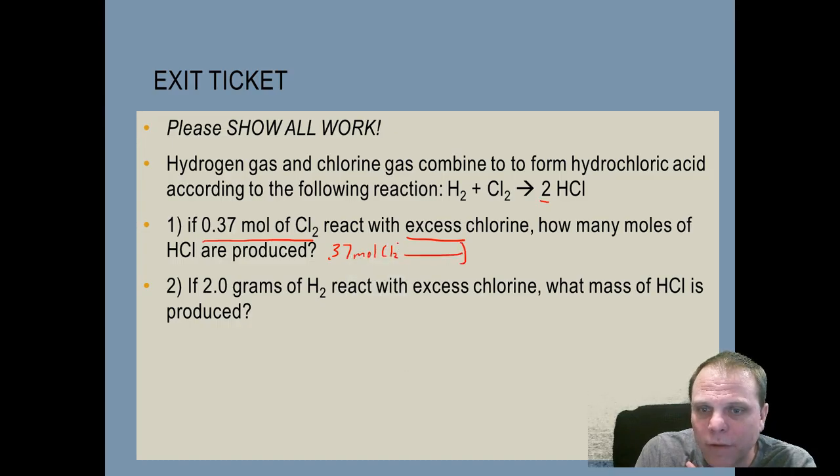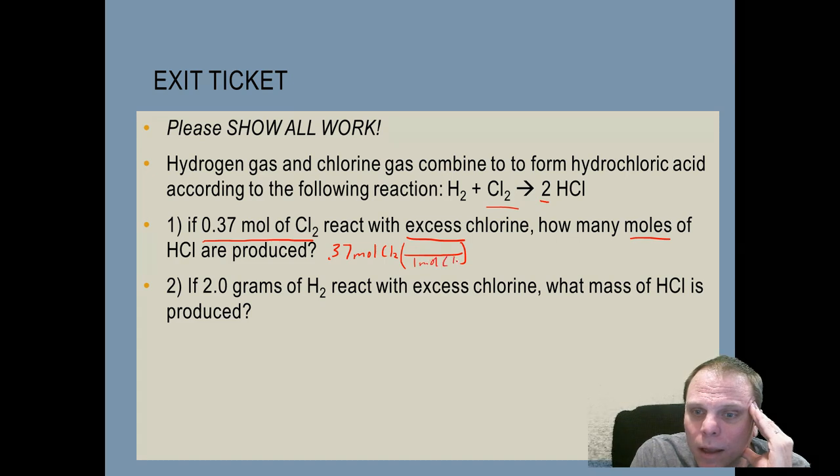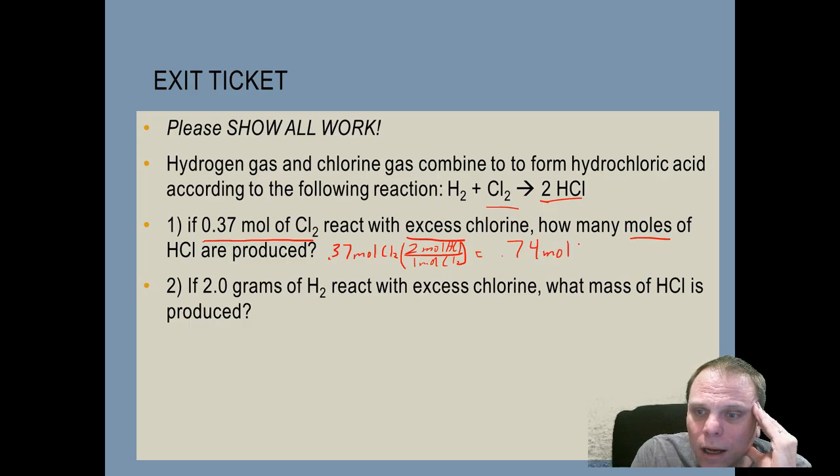What do we have to have on bottom? We want to go to moles, so we're just going from moles to moles. Sweet, this is easy. So I just have to have my moles of chlorine on bottom. There it is, 1 mole of chlorine on bottom. And then we're going to HCl, so 2 moles of HCl on top. Boom, 0.74 moles of HCl. How hard is that?